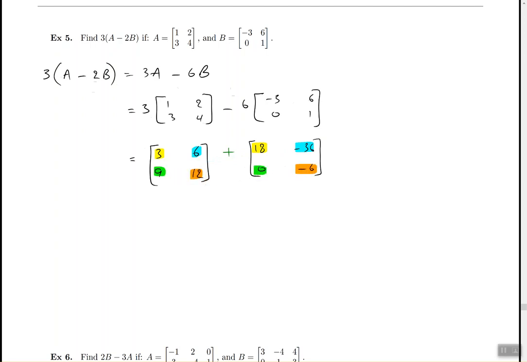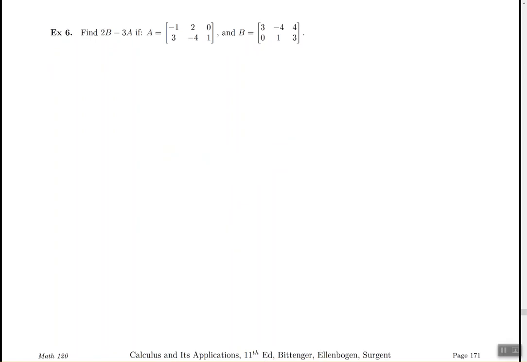Every one gets added with the corresponding term, and we end up with the solution. So let's see. 3 plus 18 is going to be 21. 6 minus 36 is -30. 9 plus 0 is going to be 9. 12 minus 6 is going to be 6 at the end. And this is the solution of this problem. So give this one a shot. Try to do it by hand and try to plug it in the calculator after and see if you can get the right answer both ways. So pause your video now and see if you can try to do it.